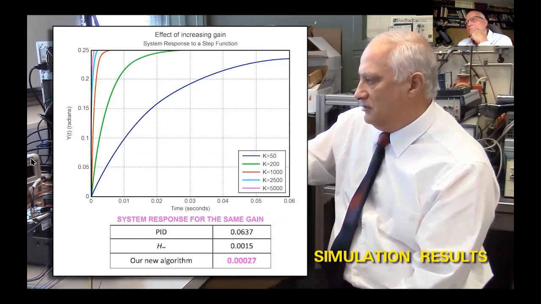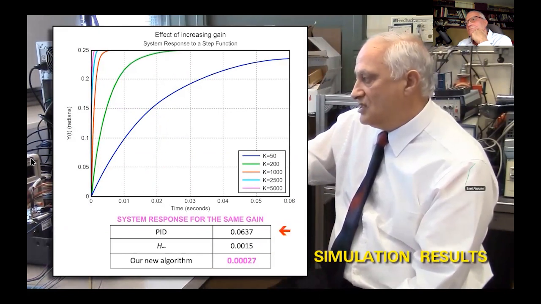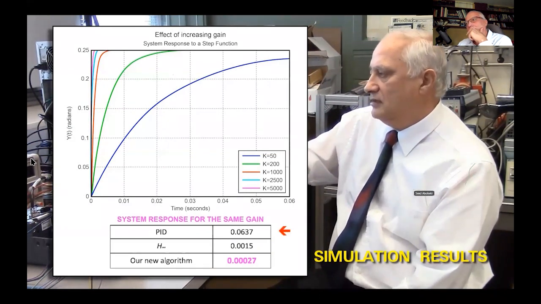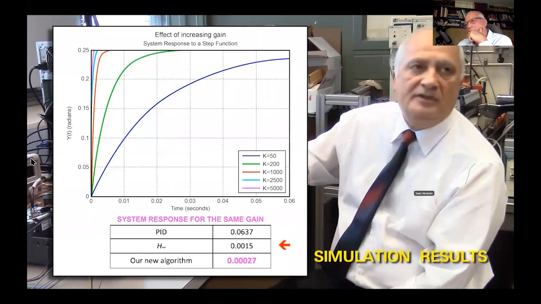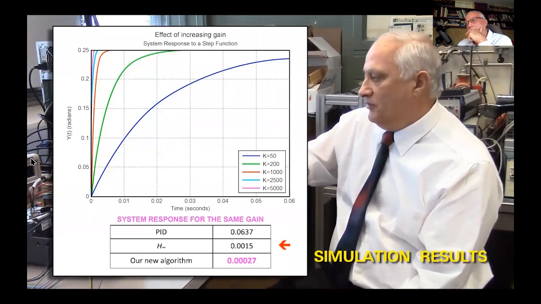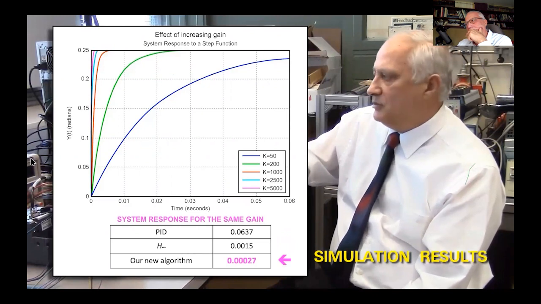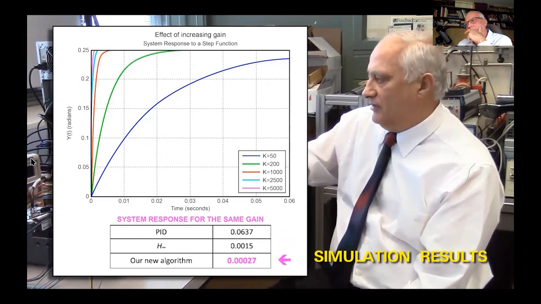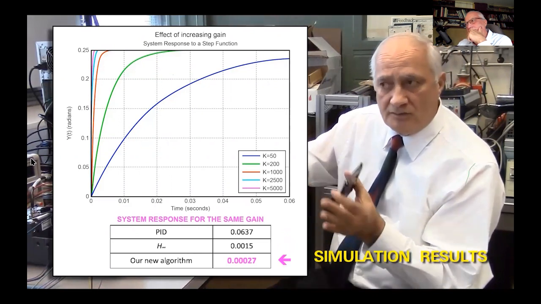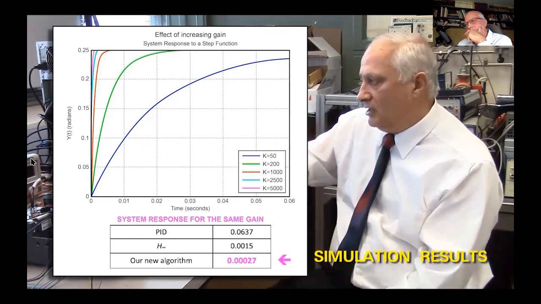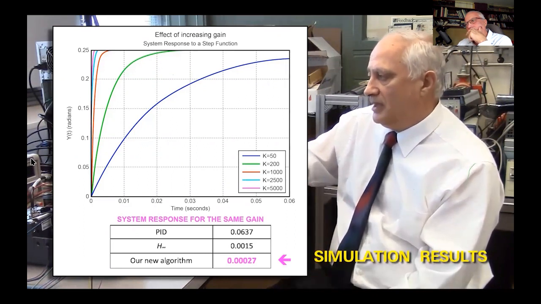As you can see here, with PID, we get 63 milliseconds. With H-infinity control, 1.5 milliseconds. With our algorithm, we get 0.27 milliseconds. In fact, comparing simulation with simulation, we see that our algorithm is much more interesting.